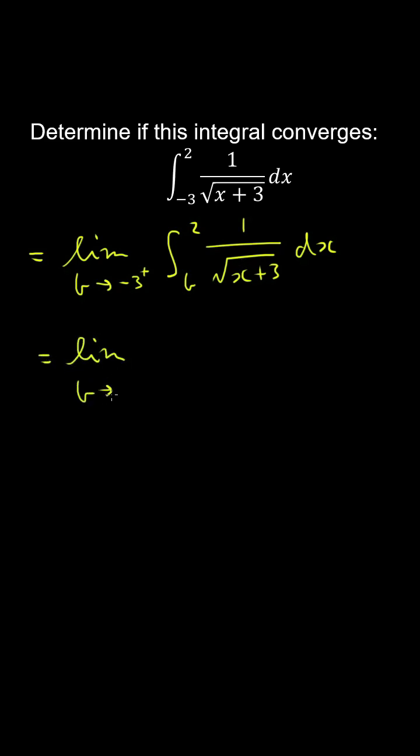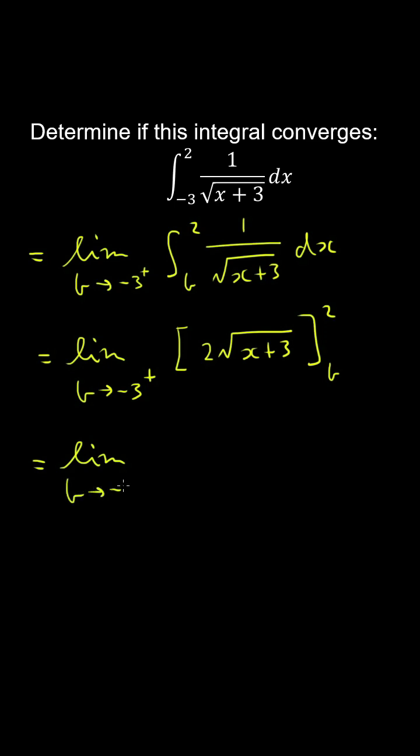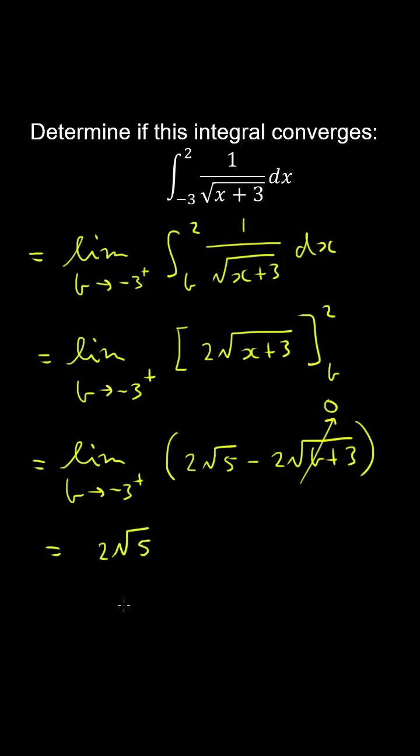So what we get is the limit as b approaches minus 3 from the right, and this evaluates to 2 root x plus 3 evaluated from b to 2. And what we get is the limit as b goes to minus 3 from the right hand side of 2 root 5 minus 2 square root b plus 3. And as b goes to minus 3, this term disappears, and what we obtain is 2 root 5. So therefore the integral converges.